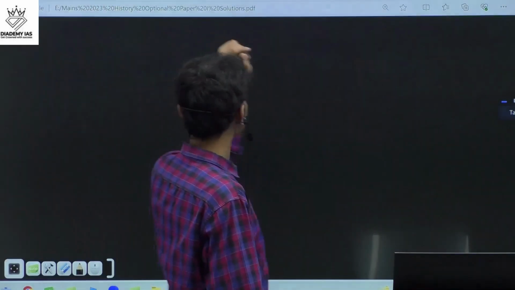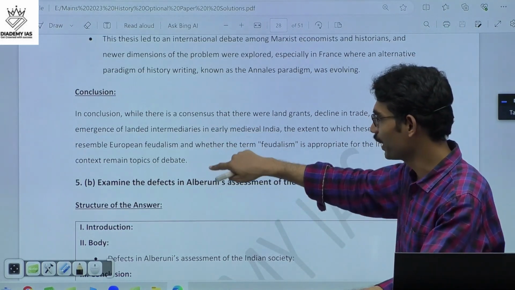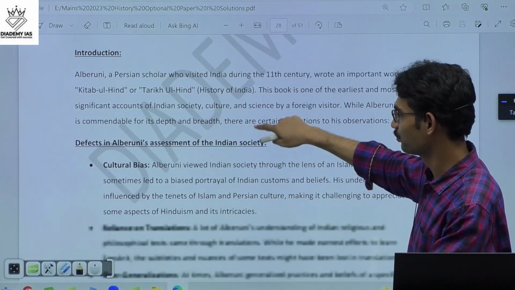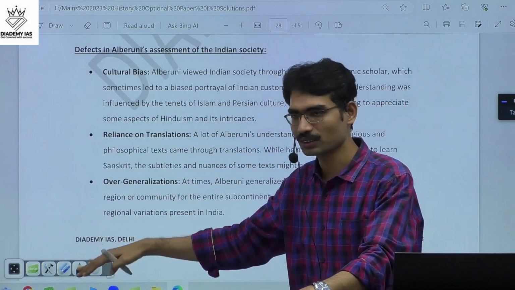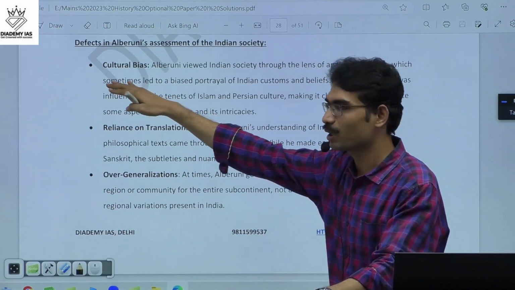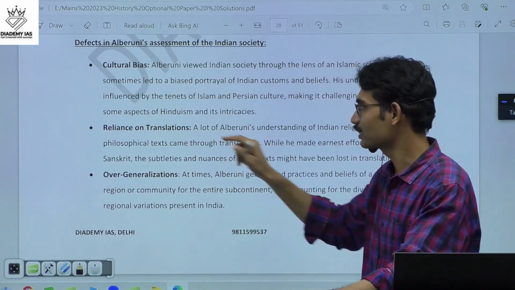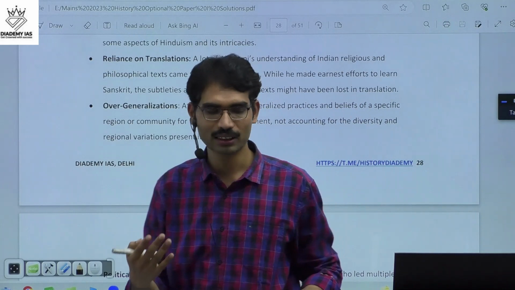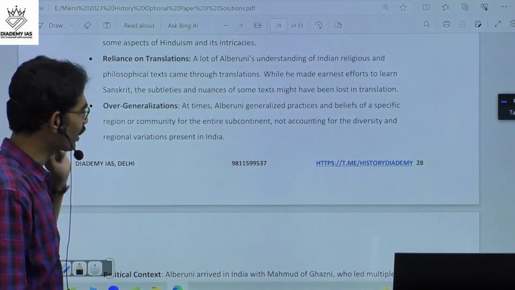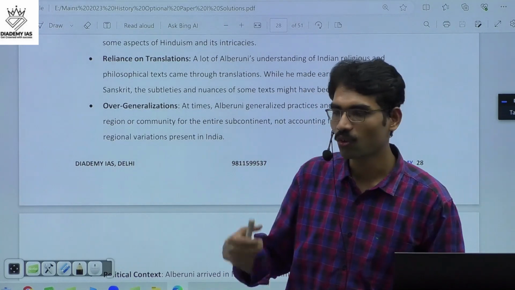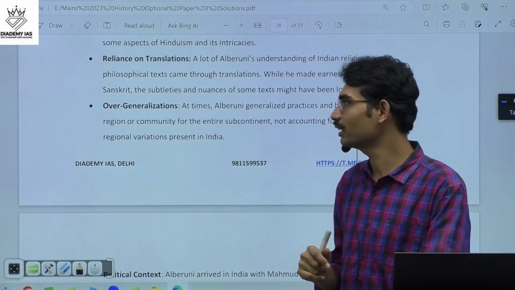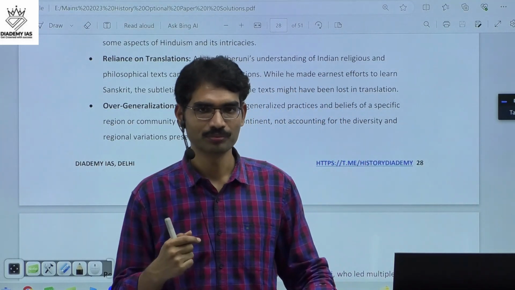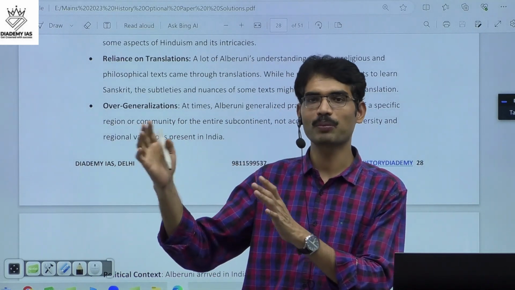Broadly, if you go to the subheadings, simply the body is defects in Al-Biruni's assessment. So these are some of the differences which I have given in the model answer. Cultural bias, I have just told you. Reliance on translations. In translation, it might vary the real meaning. And when it comes to overgeneralization, he might have depicted Indian society in a broad manner. Suppose he said Indian society was a closed society. He might have observed those people who are closed in nature.